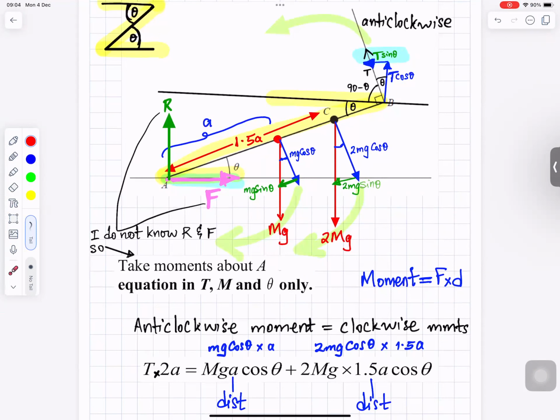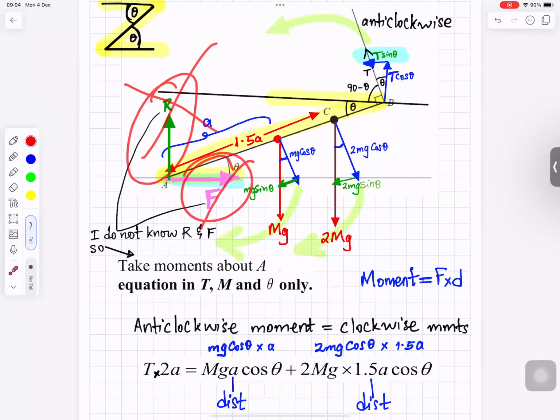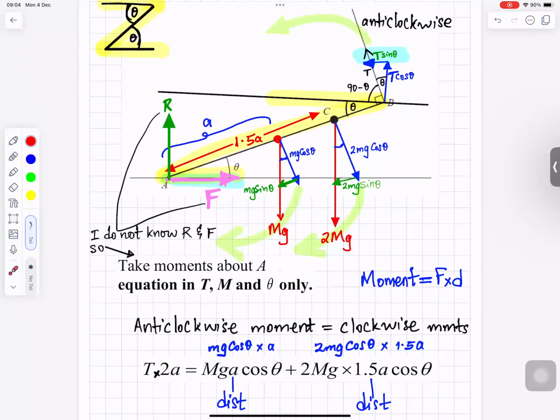Why do we take moments about A? Because do we know what R is? No. Do we know what F is? No. So you want to take moments about A because the distance from R to A is 0. The distance from F to A is 0.